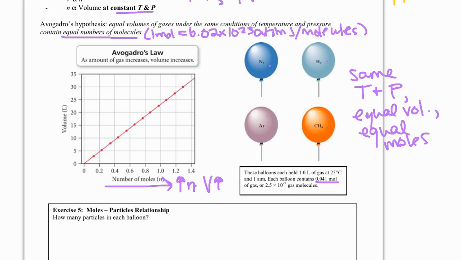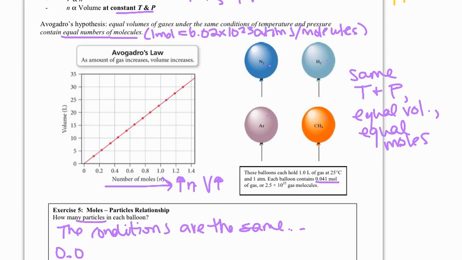It's really easy to figure that out. If we wanted to know how many particles were in each balloon, we could easily figure that out, because the conditions of the balloons are the same. They have 0.041 moles each, just generic moles of gas. So we can do a quick conversion, and that's how they got that number. 1 mole of gas is equivalent to 6.02 times 10 to the 23rd particles of gas, because it's atoms or molecules.